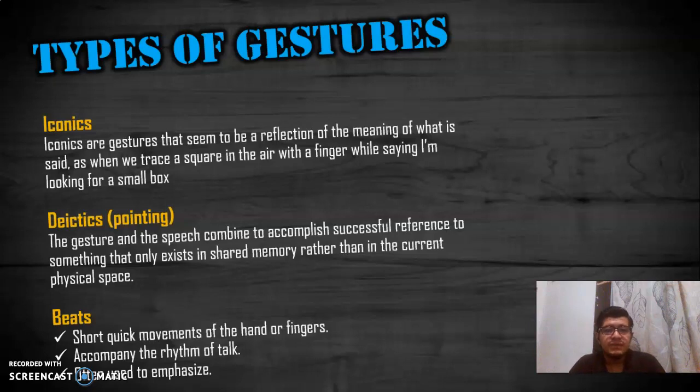The types of gestures. Iconics, for example, when somebody is trying to express that something is square, or the deictics when we point, "Oh, that car," "Oh, you." Beats. These are short movements with the hand, fingers, and these accompany the rhythm of the talk, and these are used to emphasize.